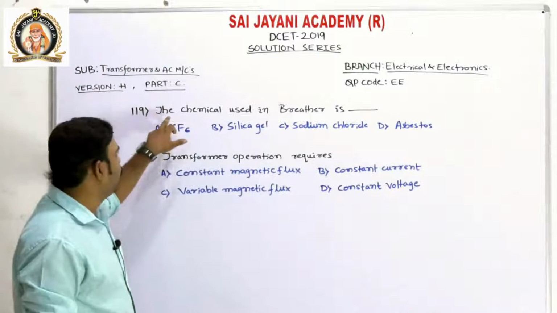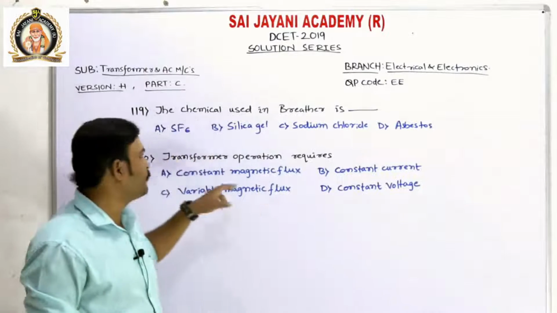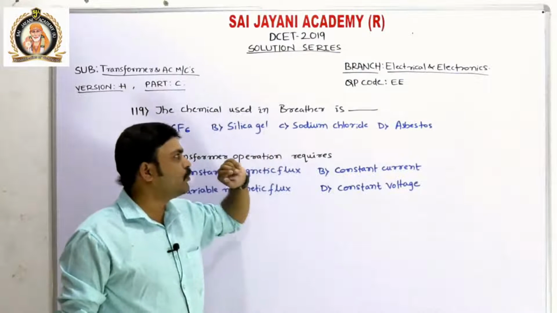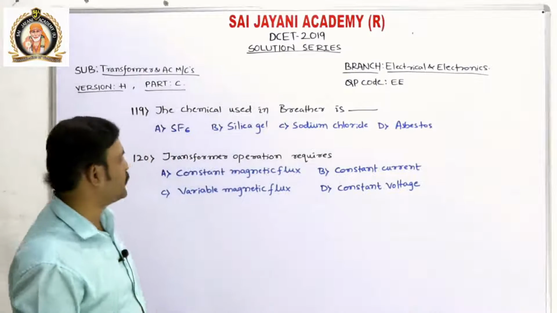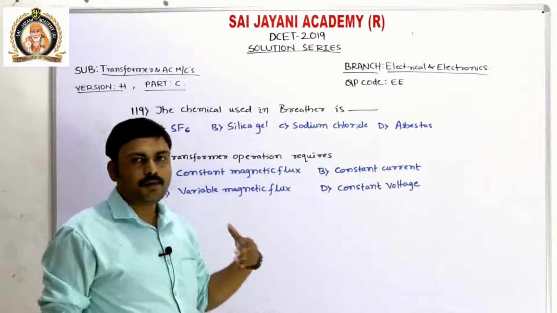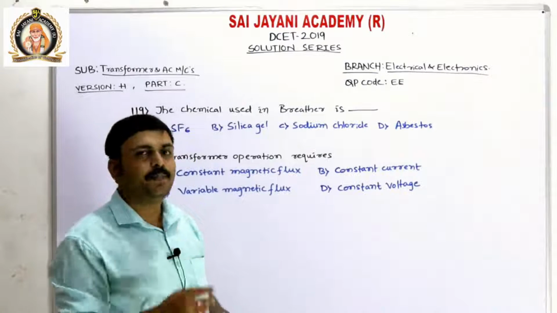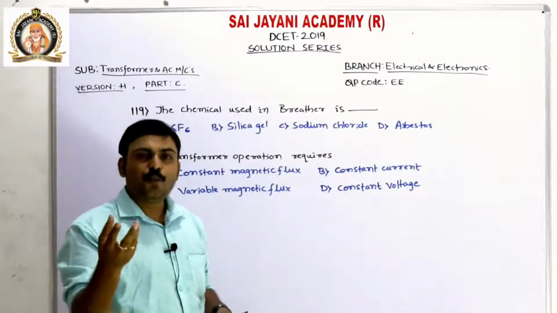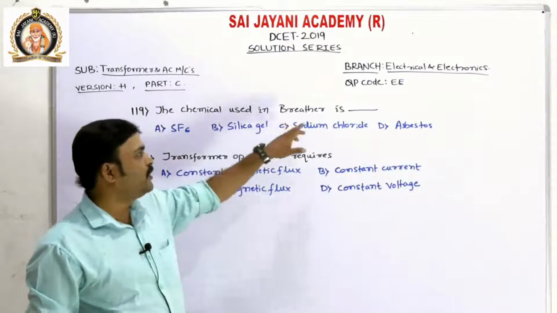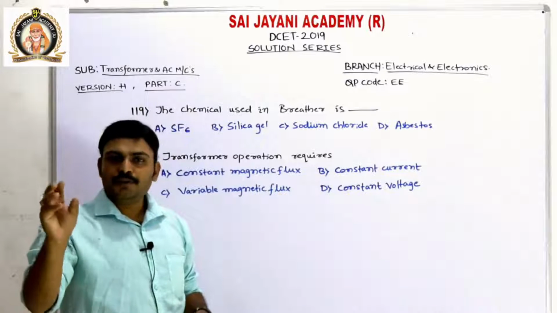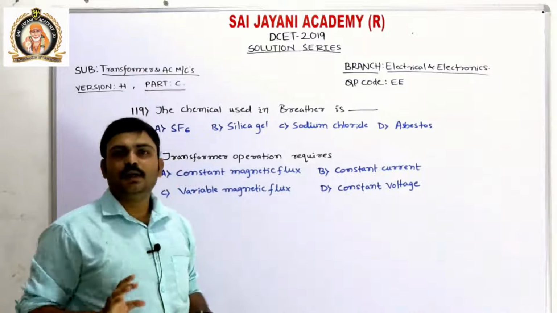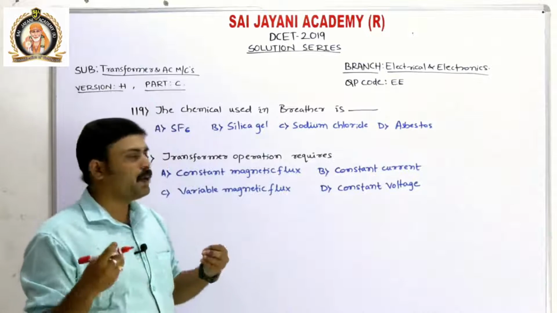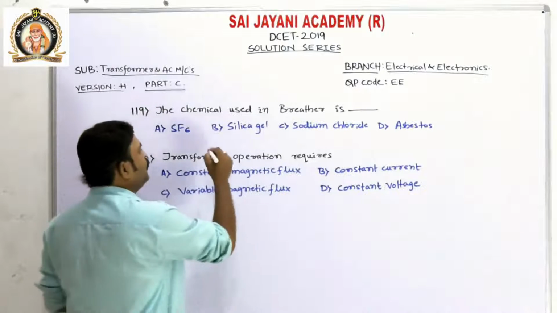Question number 119. The chemical used in breather is dash. Option A, SF6. Option B, silica gel. Option C, sodium chloride. Option D, asbestos. Breather is a part of a transformer. It will be placed outside the transformer tank. Its function is to absorb the moisture from the air while it is entering into the transformer tank, right? So for that, moisture absorbing property is required. For that we will use silica gel.